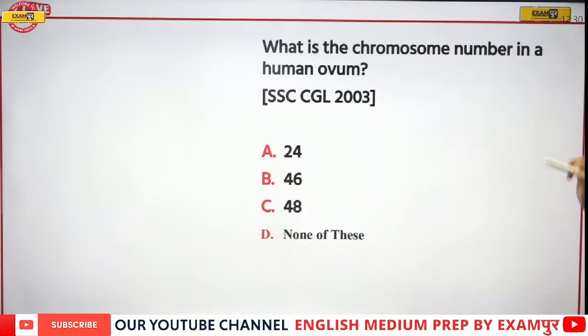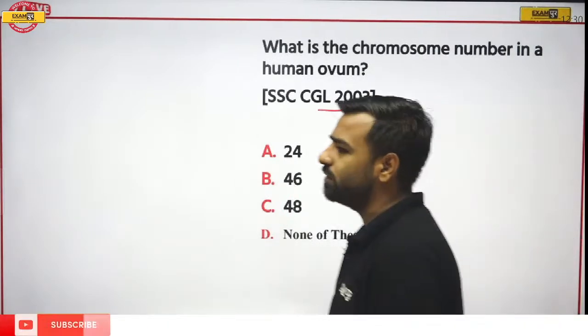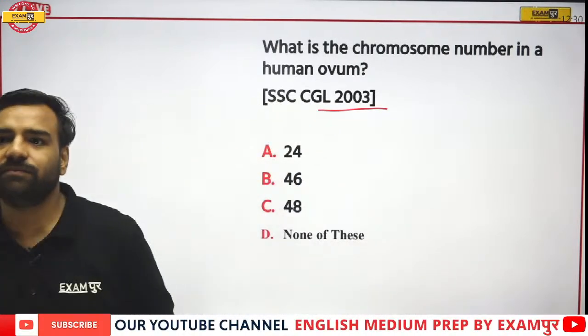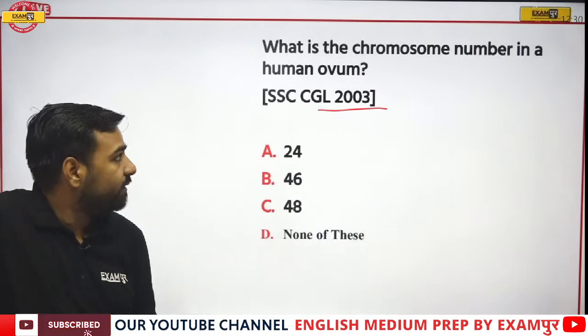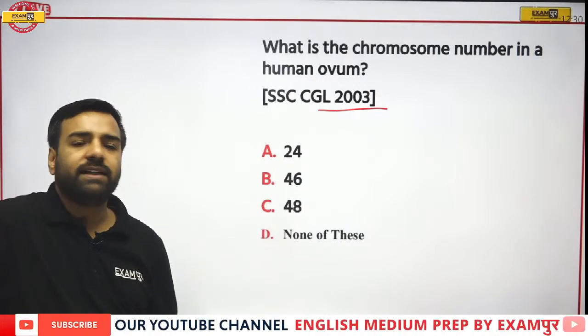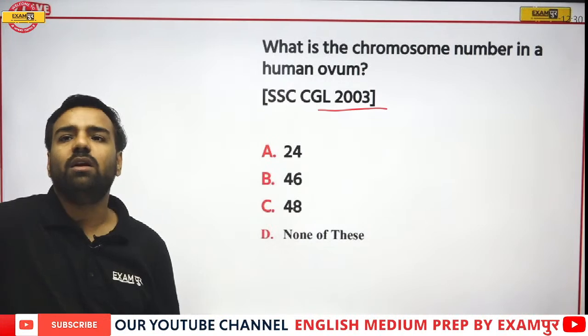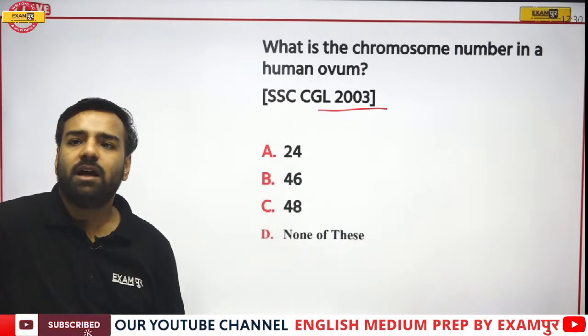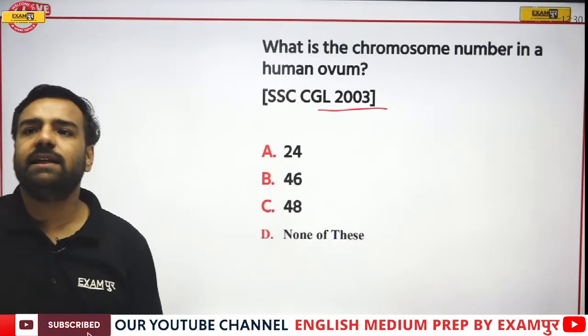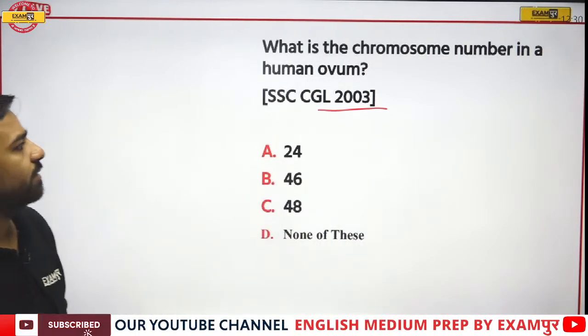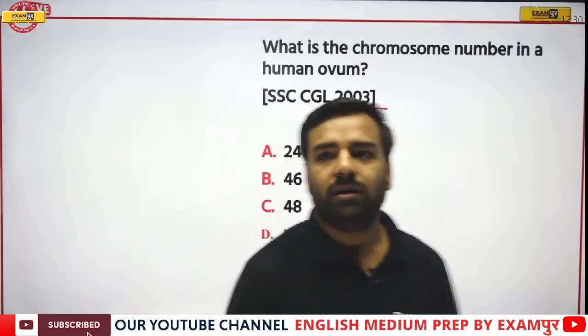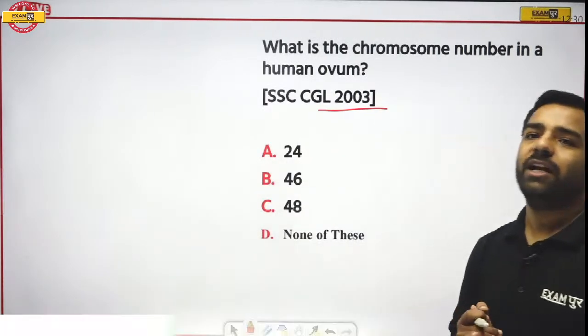Next. What is the chromosome number in a human ovum? Question is from CGL 2003. Who is going to give this answer? So Asif was the 3, yeah. So let's have a look over here. Momita has answer A, that is 24. Cool. Others. Asif is with C. Momita is with C. That is 48. Okay. Others.